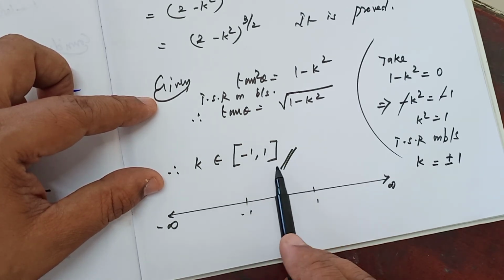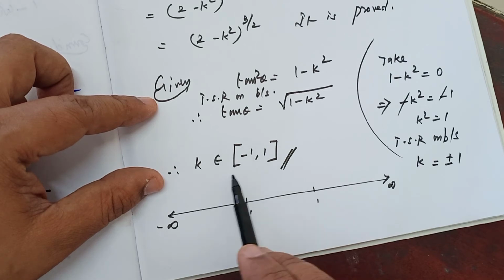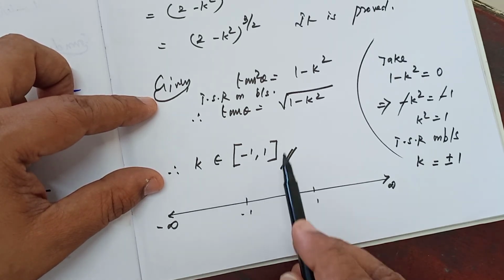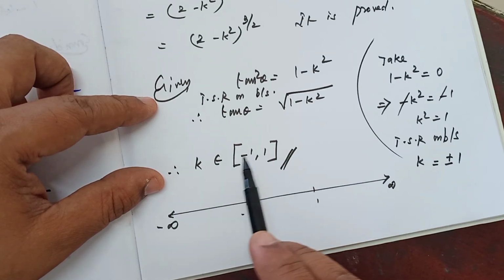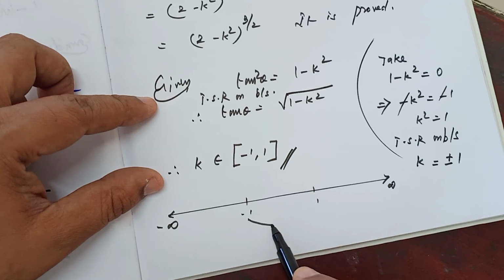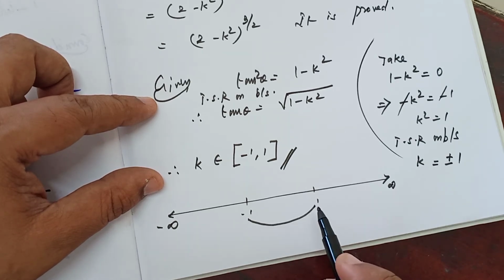Look at the bracket. If you put the square bracket, this is left closed, right closed, including minus 1 and plus 1. Not the normal bracket. Normal bracket represents excluding. This one includes minus 1 and 1. In this range only k values are there.